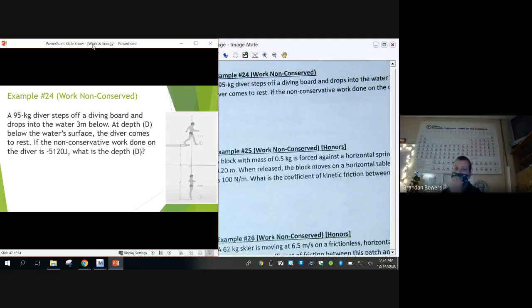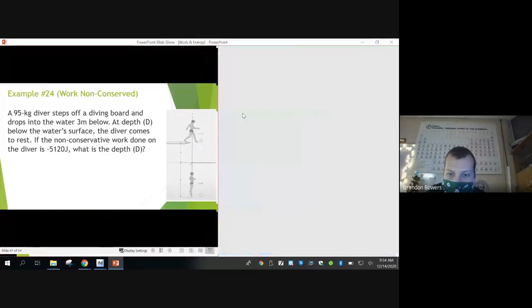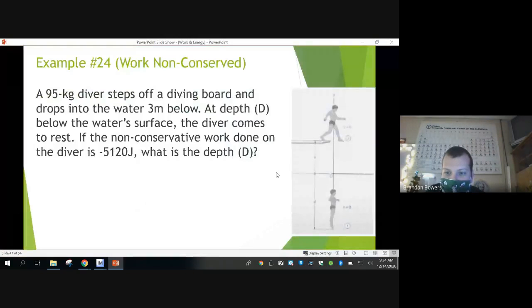A 95 kilogram diver steps onto a diving board and drops into the water that is 3 meters below. At depth D below the water's surface, the diver comes to rest. What is depth D?